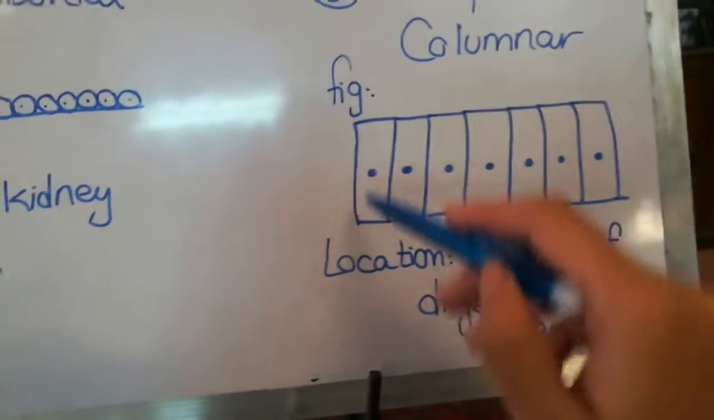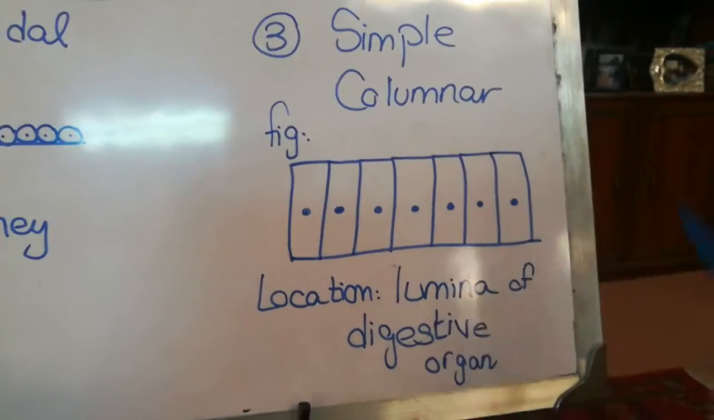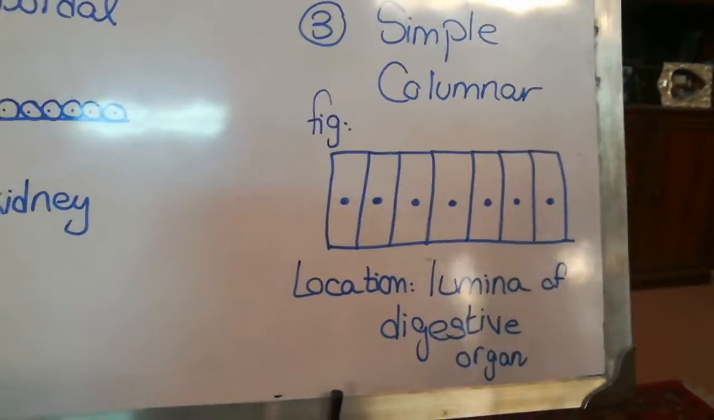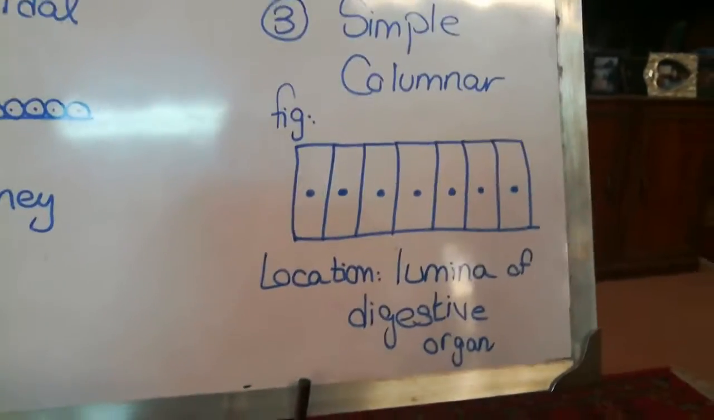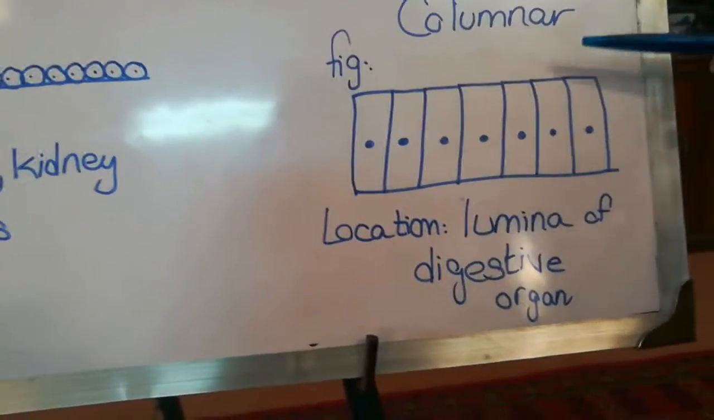Third is the simple columnar epithelium. These are your tall cells. They are known as the simple columnar epithelium. They are located in your lumina. In your digestive tract, you will study in your second year that all the organs have some lumina in between them. So they help in the lining of that lumina.